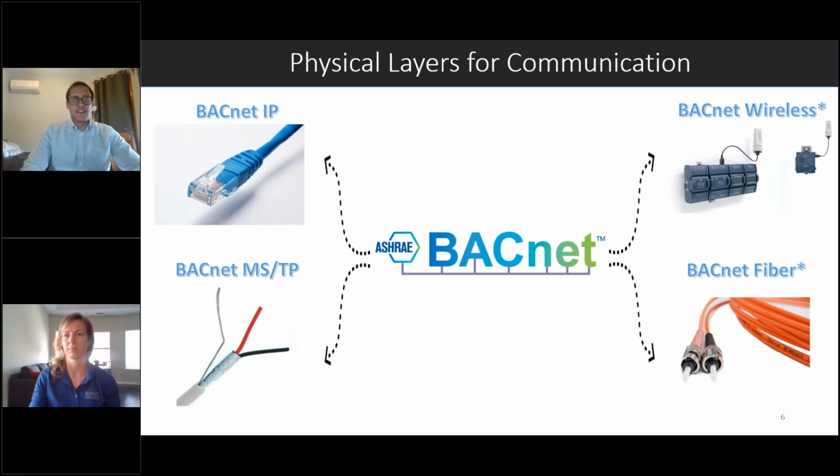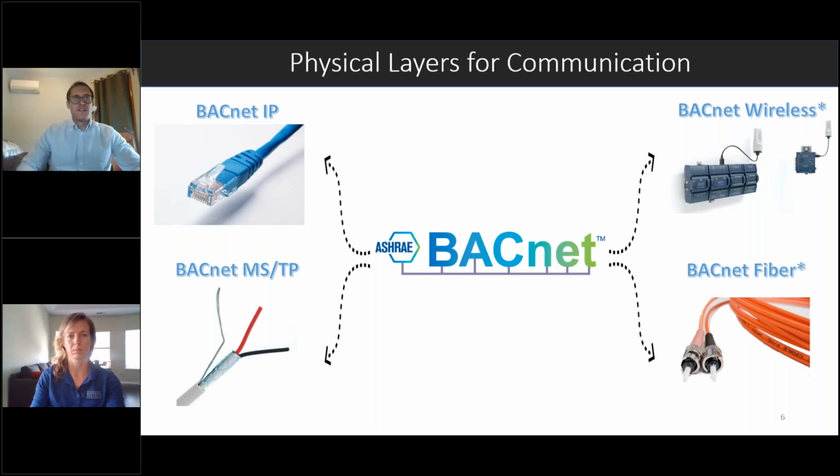So BACnet, like I said, it's a language, but there are different physical layers that can be communicated over. What it started off as was being communicated over BACnet MSTP, which is a twisted shielded pair, usually 16 to 22 gauge wire. But it's really expanded into a lot of other physical layers that can be communicated over.